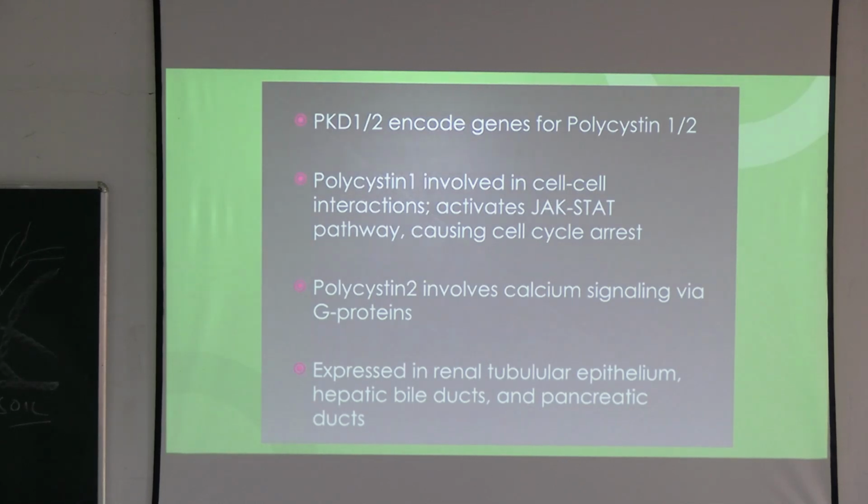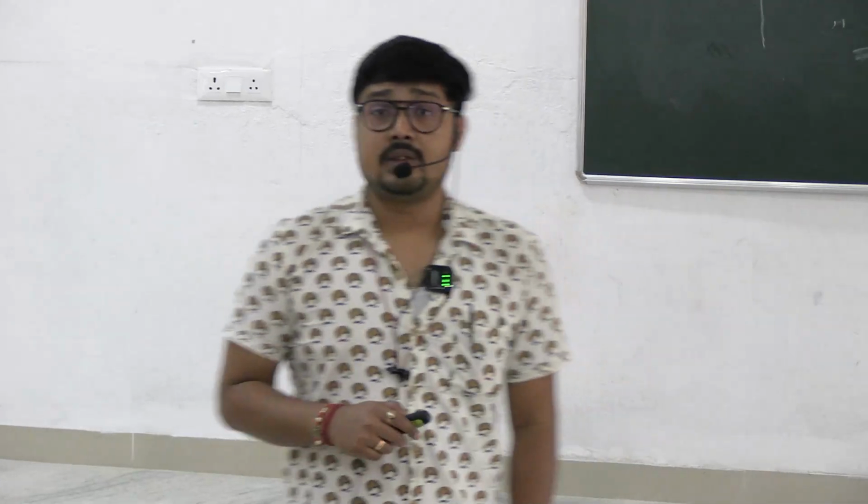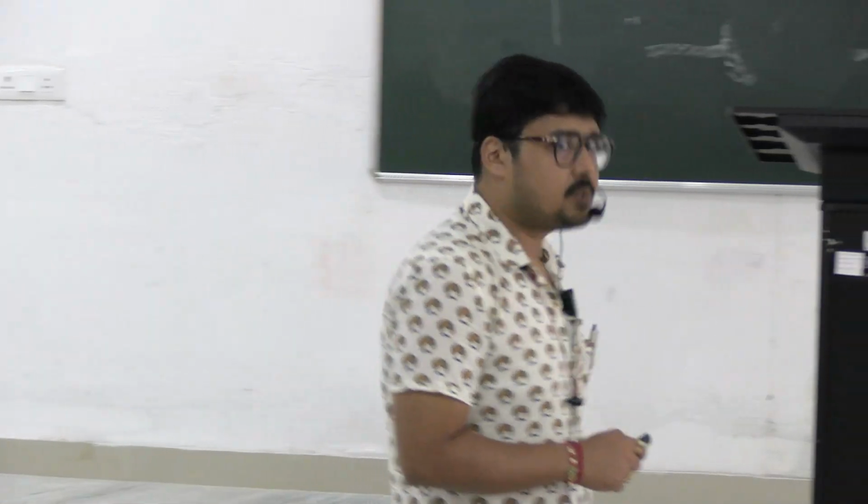Now what does this gene encode? This gene encodes proteins named polycystin 1 and polycystin 2. So there is a gene, so invariably there is expression of a protein. What is the name of the protein? That is polycystin 1 and polycystin 2. What is the action of this protein?